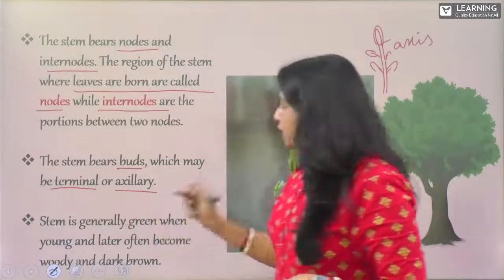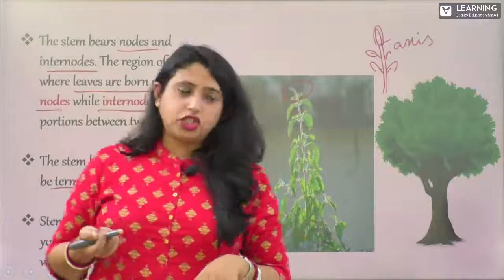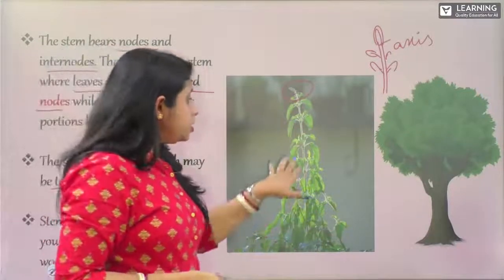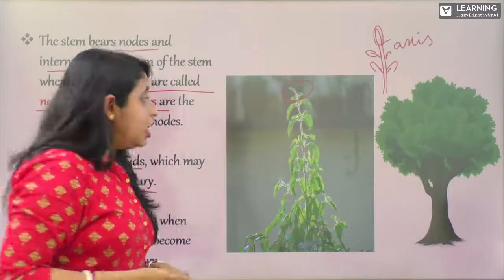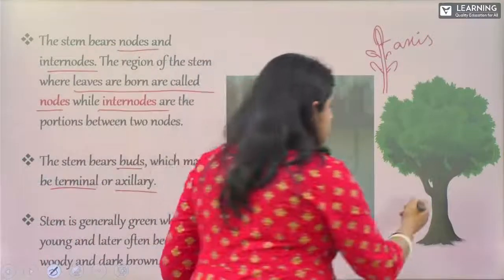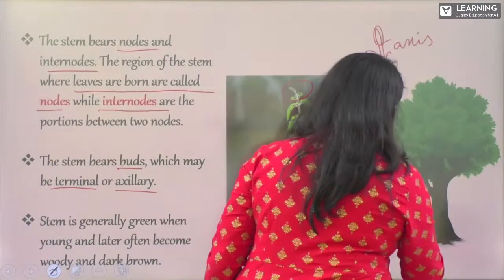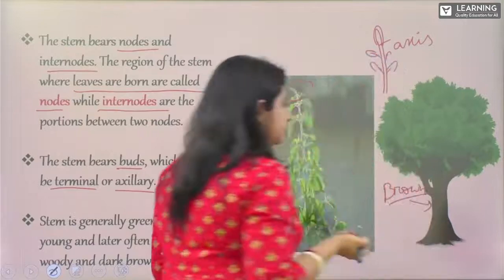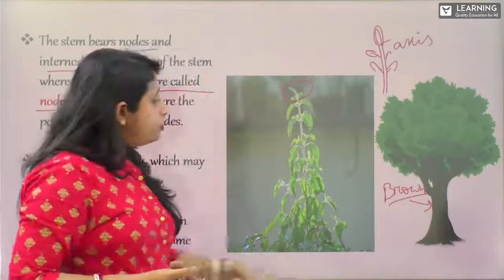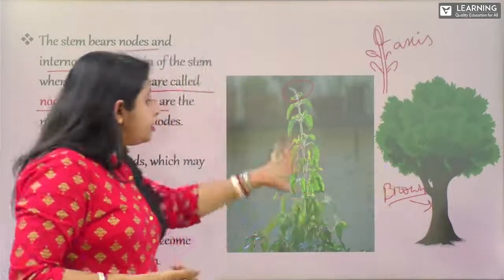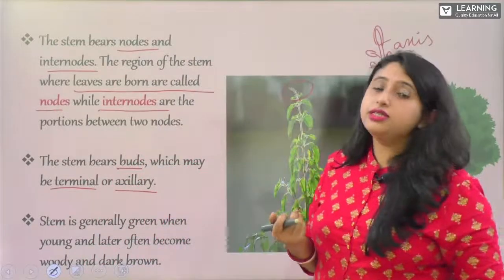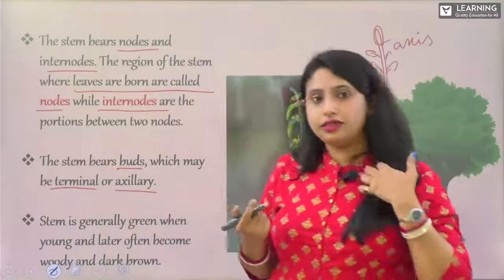Stem is generally green, okay? So as you can see in this picture, this is a shrub, that is your tulsi. In their case, the stem will be green in color, right? But in the case of these mature trees, as you can see, it is dark brown. So in the case of mature trees, the stem will be dark brown in color, whereas in the case of shrubs and young plants, the stem will be green in color, right?